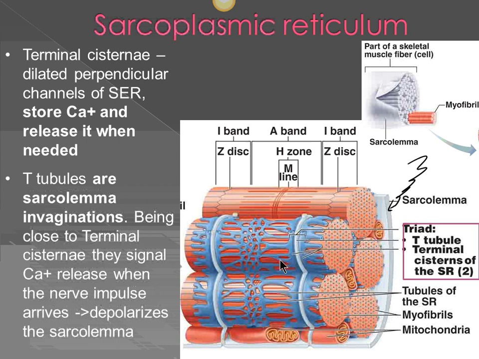So, for now, what you have to remember is, what is the terminal cisternae? As I said, remember, cisternae means dilations. They are at the ends, they are parts of the sarcoplasmic reticulum. They store calcium and they release it when it's needed. What is the T-tubule? It is an invagination of the sarcolemma.